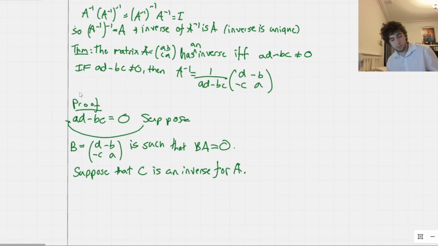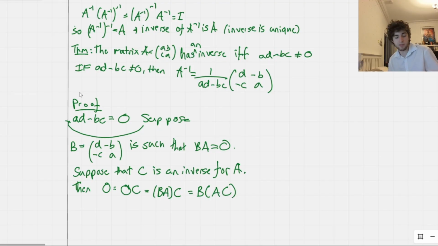Then the 0 matrix is just the same thing as the 0 matrix multiplied by C. We also proved this in the last video. And the 0 matrix in this case is just BA. So BAC is just the 0 matrix. We can use associativity of matrix multiplication to give us that this is equal to B times AC, because you can move the brackets around. And AC, because C is an inverse of A, is the identity matrix. In this case, A and C are both 2 by 2, so it's going to give you the 2 by 2 identity matrix. And B times the 2 by 2 identity matrix just gives you B back, the same thing that we proved in the last video. So B just is the 0 matrix.